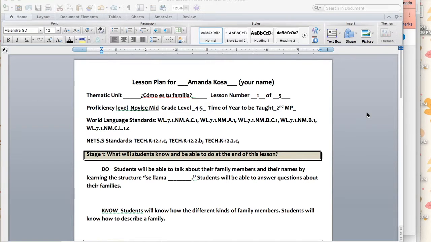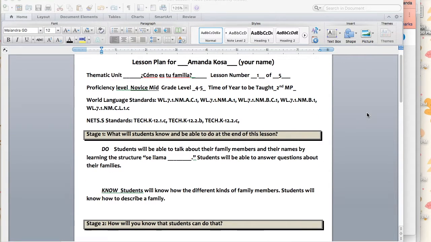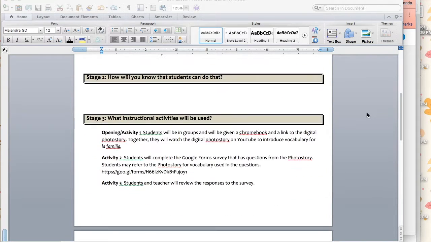This is the first lesson of 5 lessons for the thematic unit, ¿Cómo es tu familia? As I said before, these are novice mid students at grade level 4 to 5, so it is an elementary school level. In this lesson, students will be able to talk about their family members and their names by learning the structure se llama. Students will also be able to answer questions about their families, and they will know how to describe the different kinds of family members and will know how to describe a family in general.